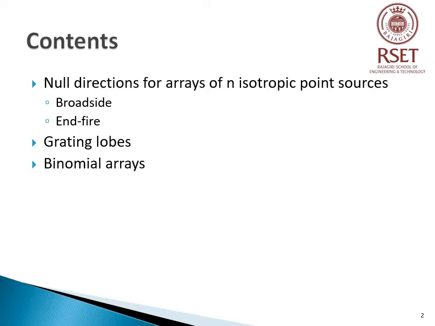During the class hours, we have discussed the first two modules as well as some of the topics from the third module, that is, we were discussing linear arrays of n isotropic point sources of equal amplitude and spacing, and we have discussed the two conditions, that is for broadside array as well as end fire array. And now in this discussion we'll be discussing null directions for arrays of n isotropic sources of equal amplitude and spacing, that is the condition for broadside and end fire, as well as grating lobes and binomial arrays, as well as the design of binomial arrays.